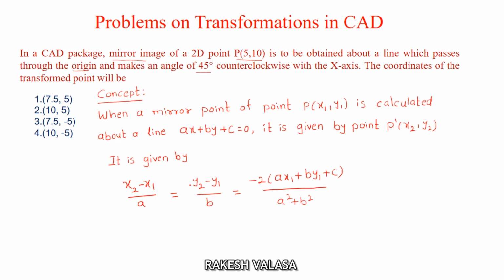Now you can compare the given problem with this equation. Here the given point is P of (5, 10), that means x1 equal to 5, y1 equal to 10, and also given the line passing through the origin and making an angle of 45 degrees, that means y equal to x, we know that. So by using these two data points, you can find out x2 and y2.